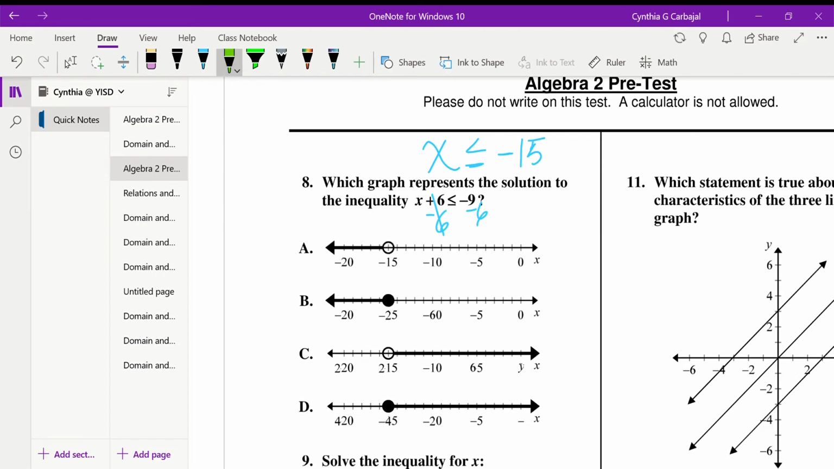Okay, now that x is by itself, we can graph it, and we would read from the x. It is pointing to the x, so it's saying x is less than or equal to -15. So less than or equal to is a closed circle, so this is out and this is out.